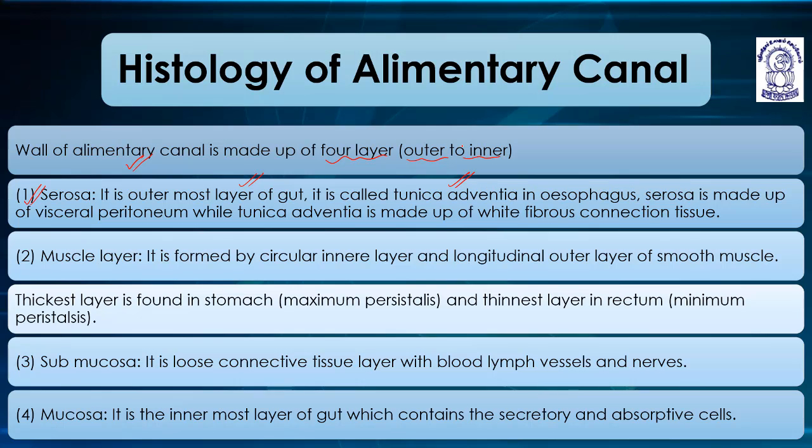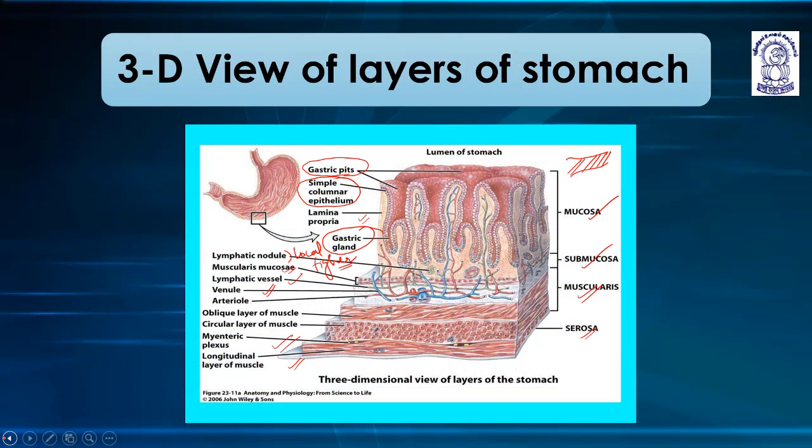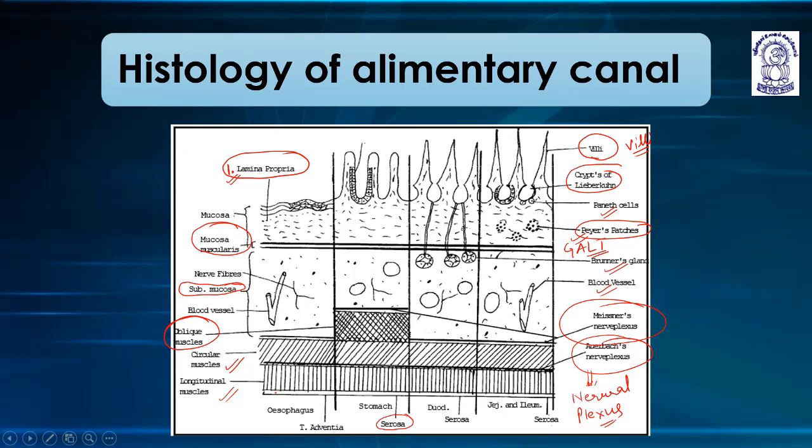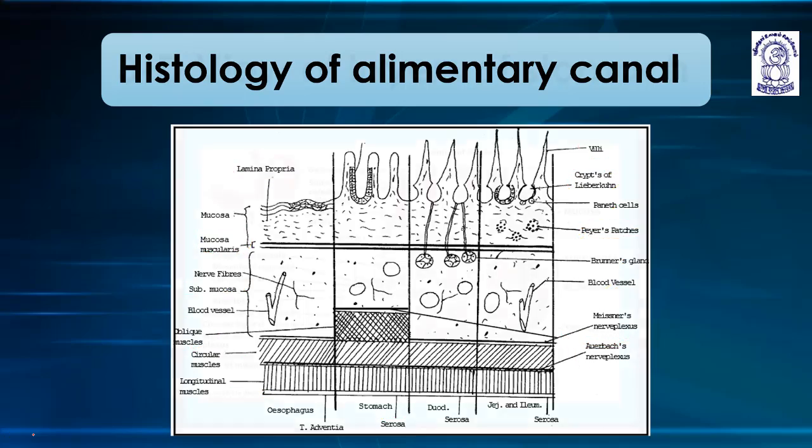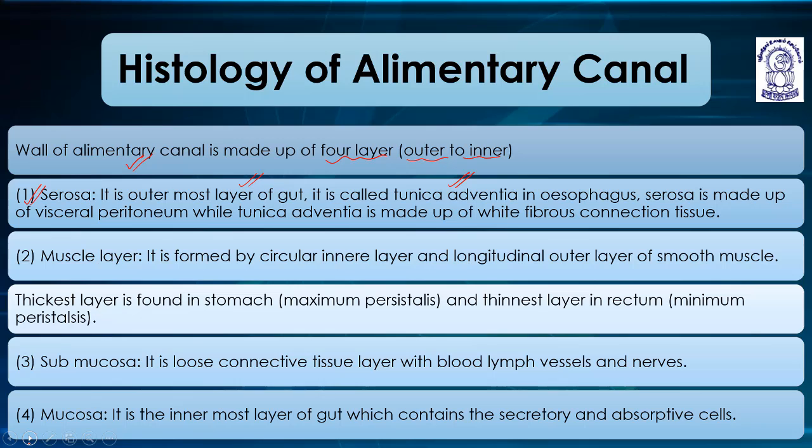Okay, you can see in the picture. I'll show you the serosa layer. This is the serosa layer, or in the previous slide, this is the tunica adventitia. The outermost layer of the gut is serosa, also known as tunica adventitia, but it is known as tunica adventitia in the esophagus. Serosa is made up of visceral peritoneum. Very important.